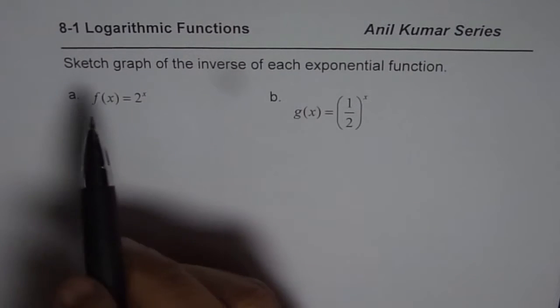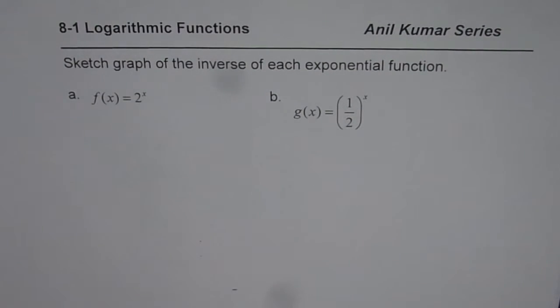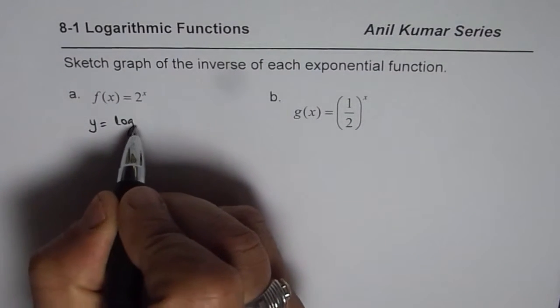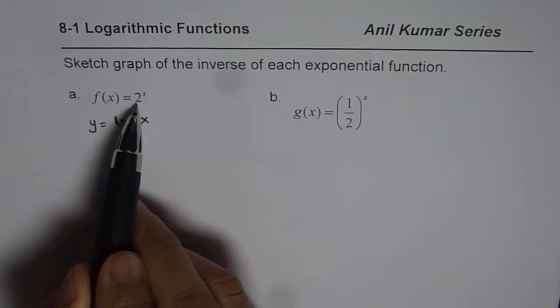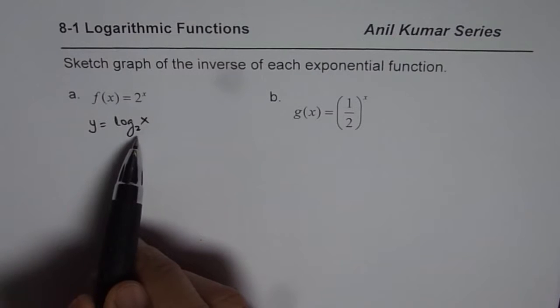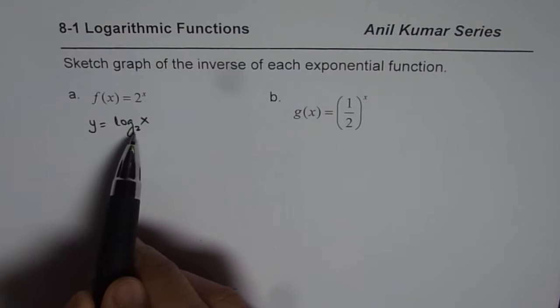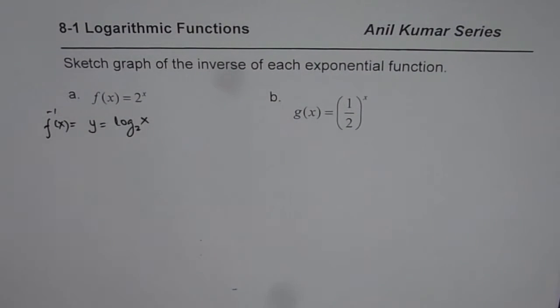Now when we say sketch the graph of the inverse of an exponential function, then the graph which you get is actually a logarithmic function. Inverse of an exponential function is a logarithmic function. So the inverse, let's write it as y equals log to the base 2 of x. The exponential function here has a base of 2, right? So the log function will also have a base of 2. You can also write this as f inverse of x equals log base 2 of x. So that is the function which we are going to sketch.